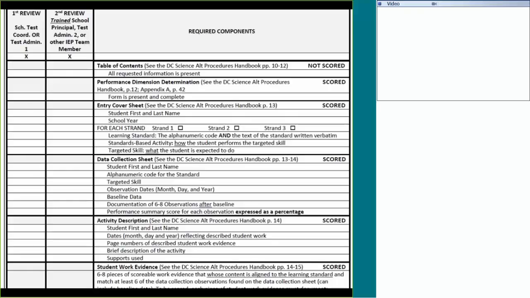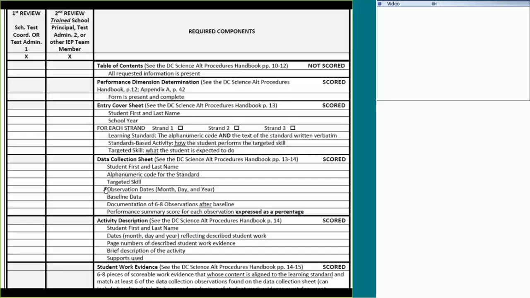If you're the first reviewer and you put this portfolio together, this would be a good indicator to you that you need to find some of this information before you submit the portfolio. The activity description form, here are the components that need to be there. And then student work evidence, up to 8 pieces. And are those 5 essential pieces there? Okay.